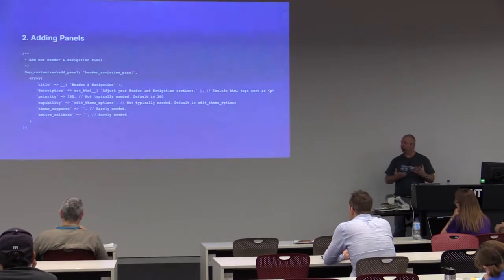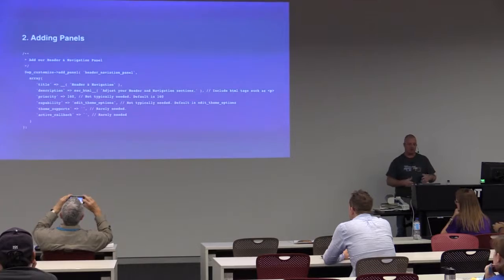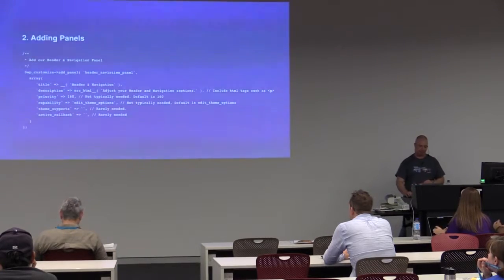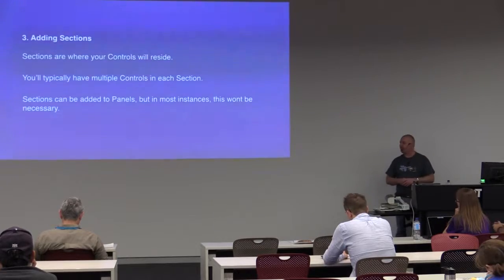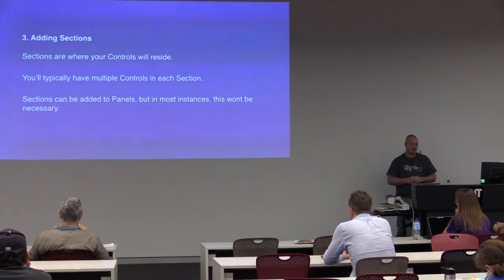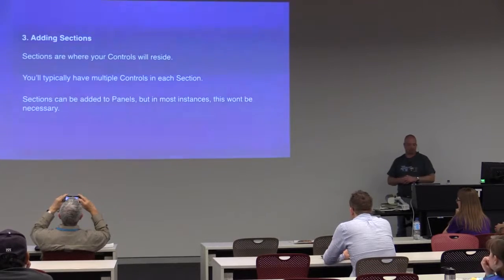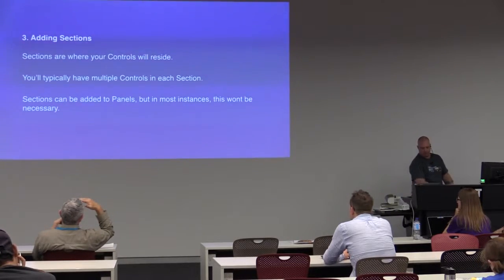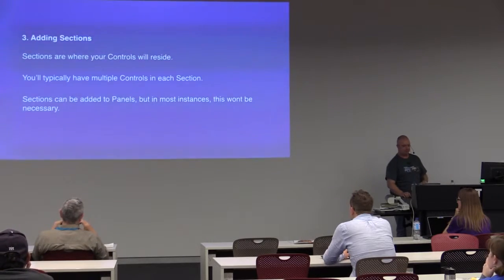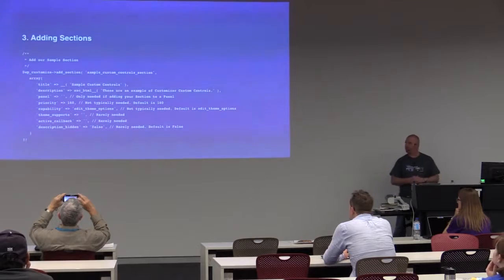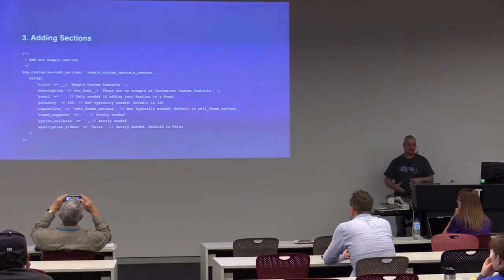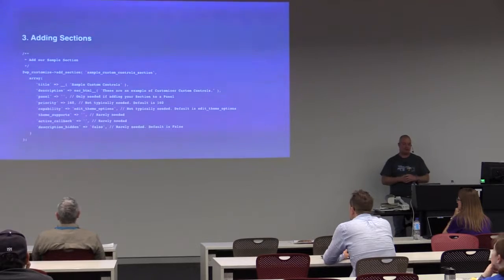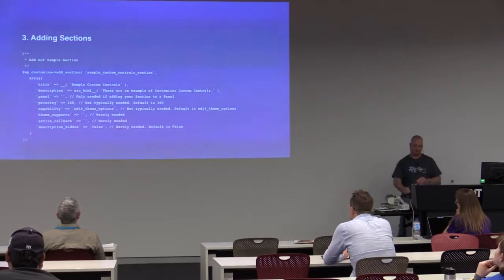To create a panel, you call add_panel. In the arguments, you can specify things like title, description and priority. Sections are where your controls will actually reside. You'll typically have multiple controls in each section, and sections can be added to panels, but in most cases it's not necessary. You call add_section to create your section, and in the arguments, again, you can specify things like title, description, and the panel if necessary.